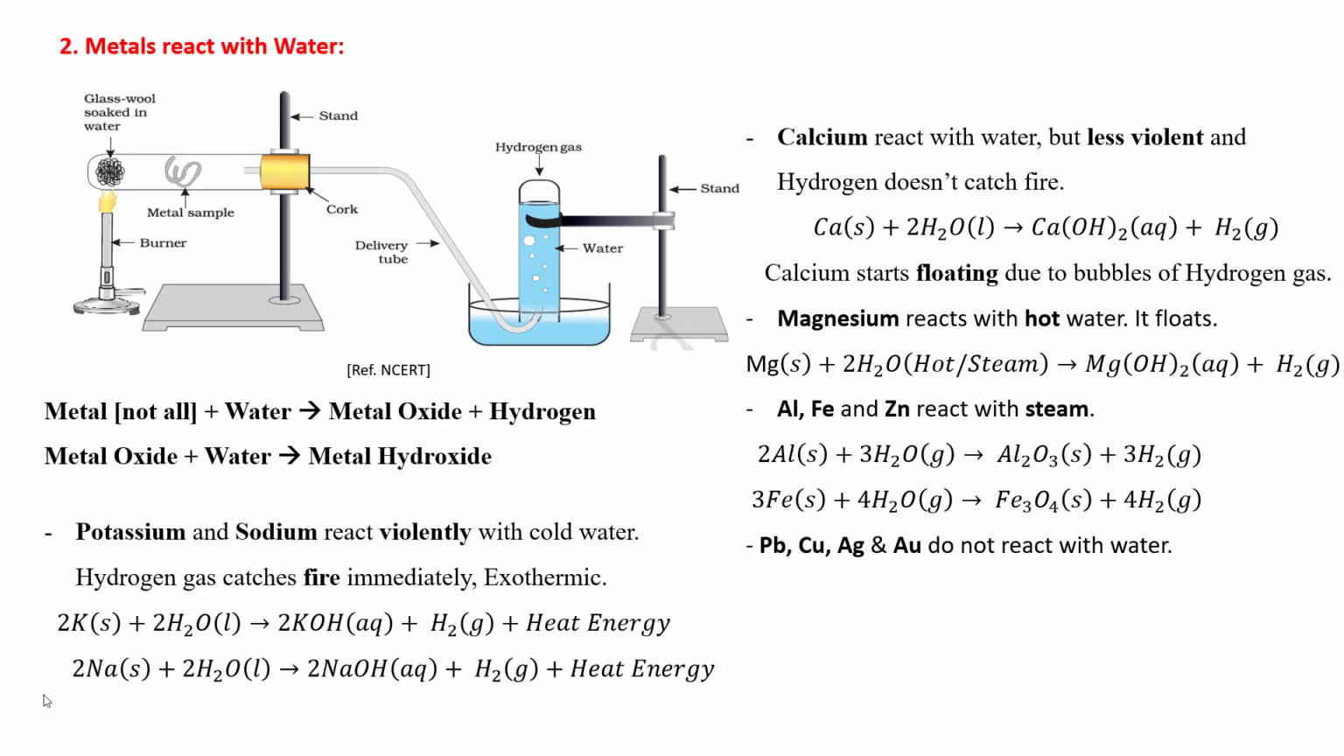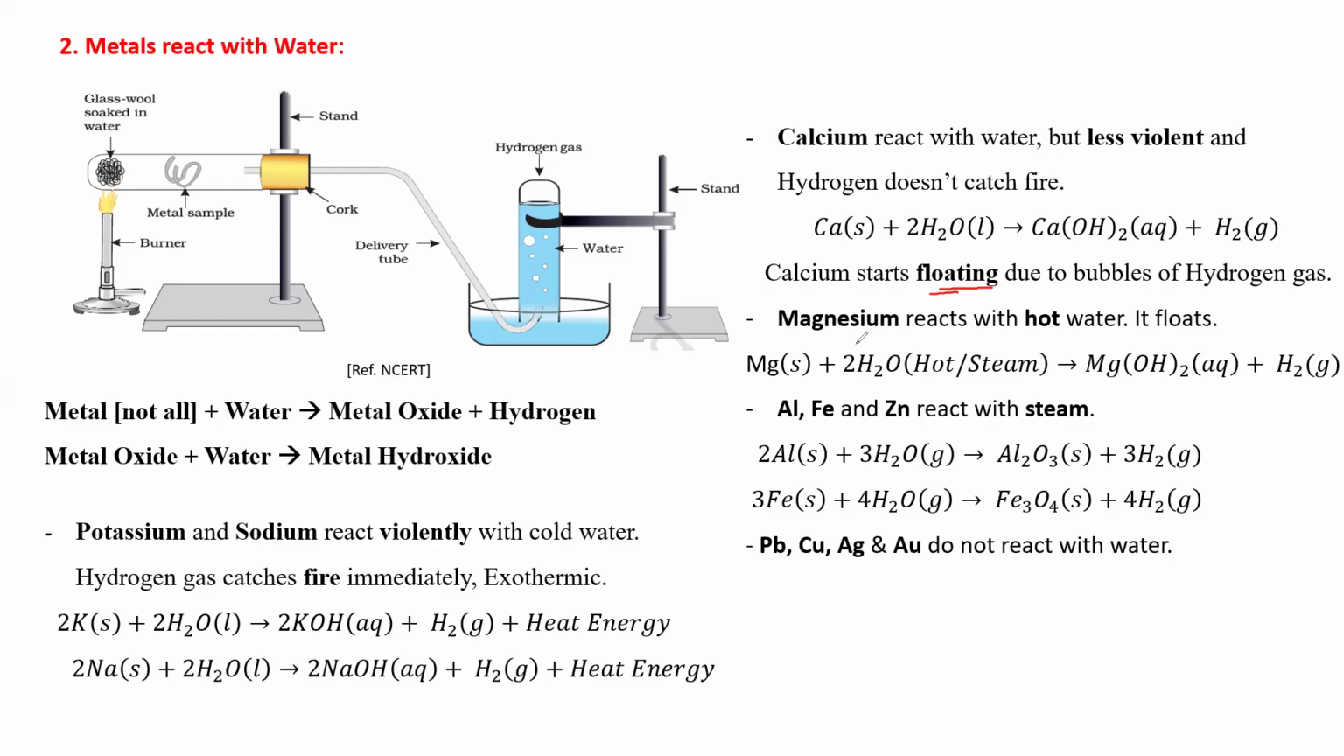Next, we have discussion about other metals. Like calcium reacting with water. It will react with normal water but less violently, not like sodium and potassium. And in the case of calcium, the hydrogen gas does not catch fire, like we have seen in sodium and potassium. And calcium starts floating due to the formation of bubbles of hydrogen gas that attach to the surface of the calcium. So that's why calcium floats.